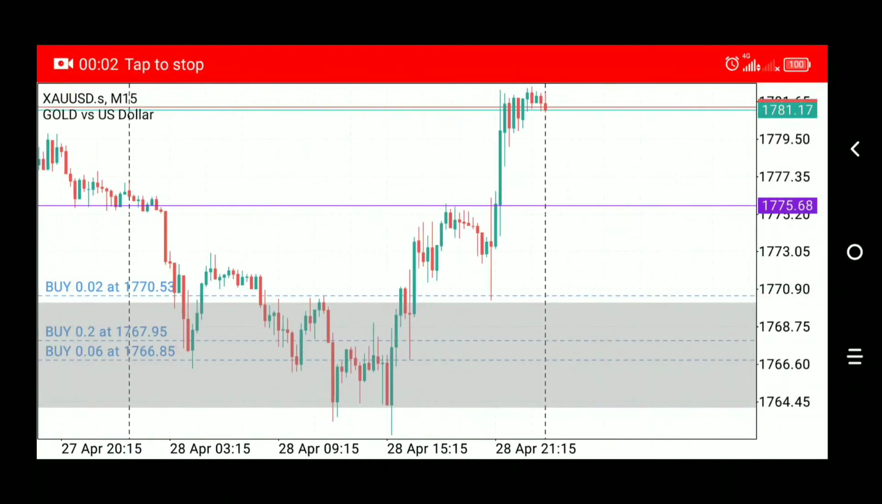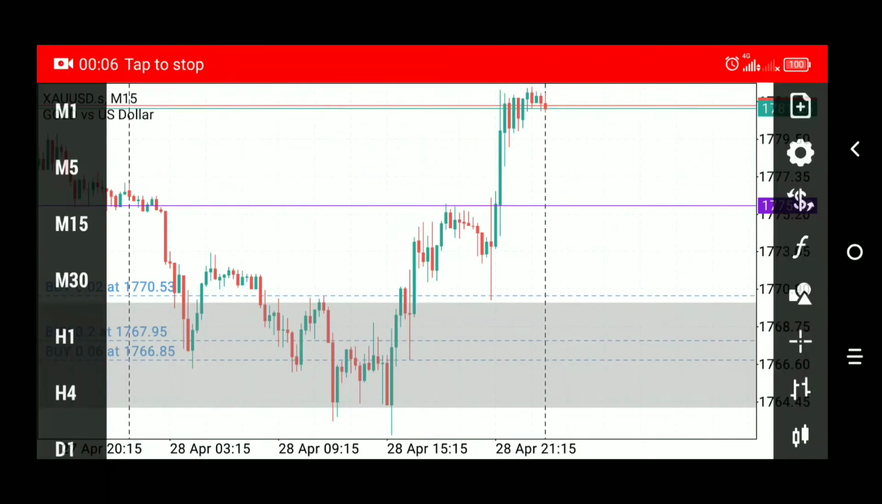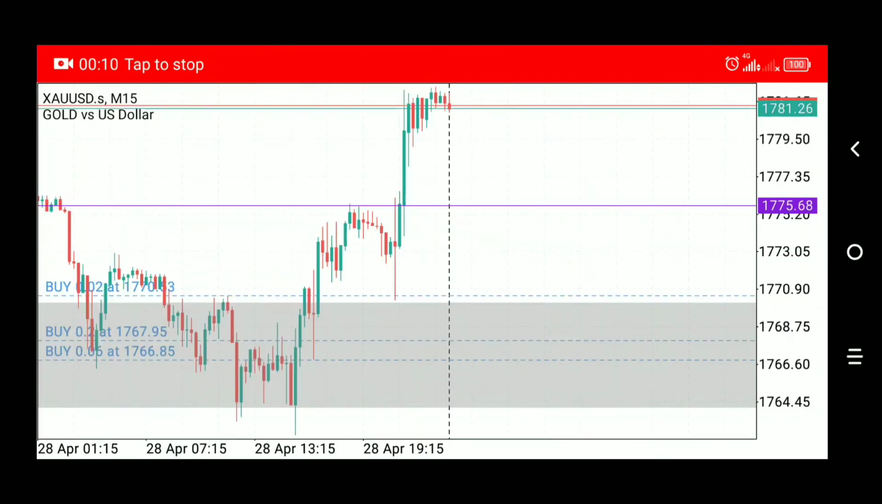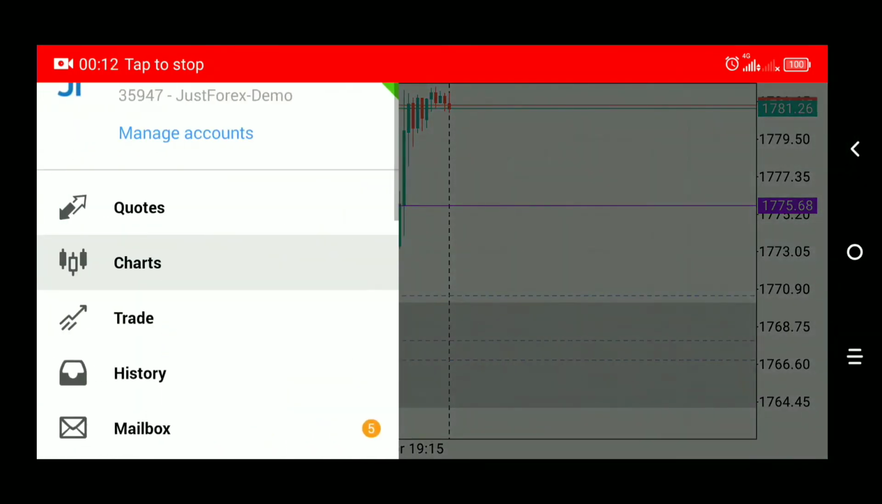I leave it like that until the morning, or more or less 6 hours after that I close. It's a winning trade, guys.